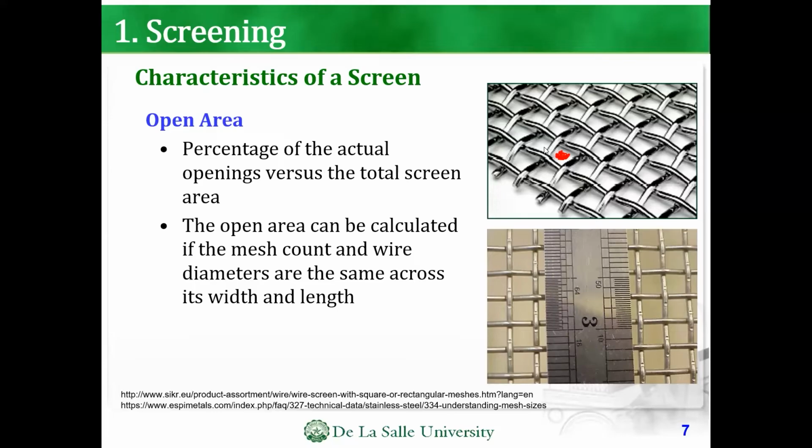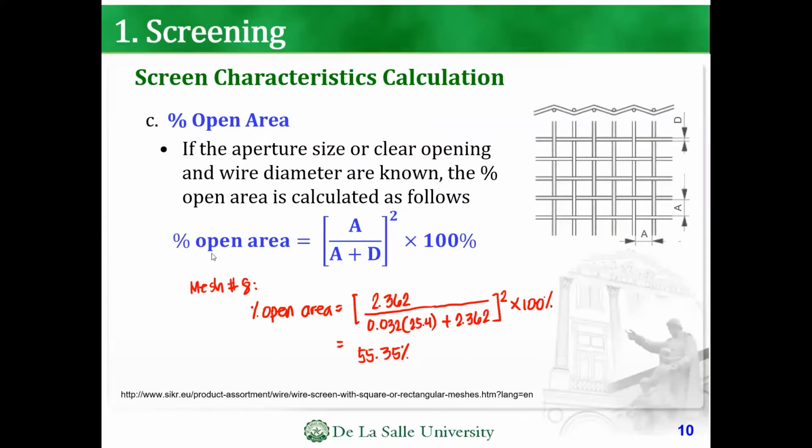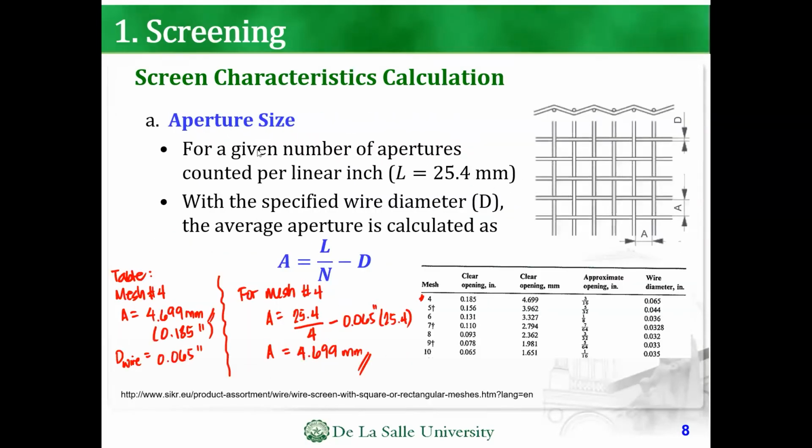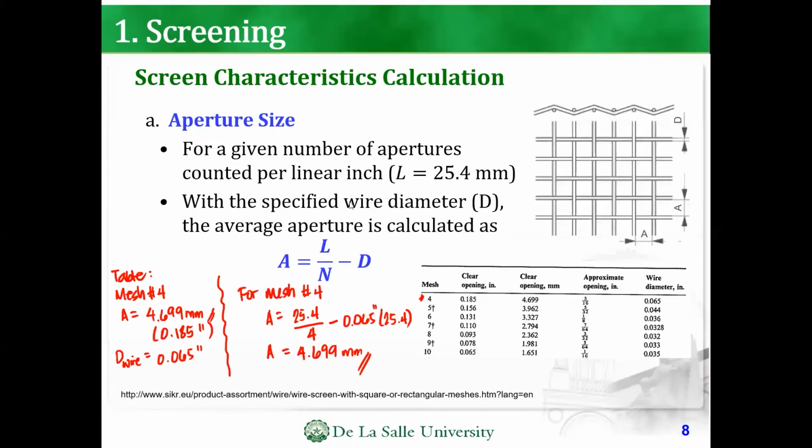So in order to solve for the amount of open area, we can actually solve that percentage. How can we do that? We have a formula here. Percentage open area, but let's go to this first. As you can see, the amount of open area can be approximated, because the total area here is not just comprised of open areas. It's comprised of materials, the wires, and the amount of area that is open for screening.